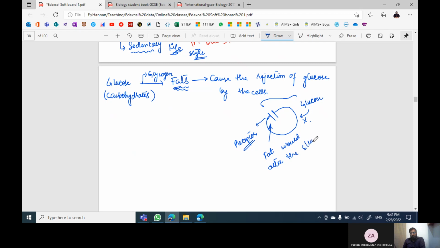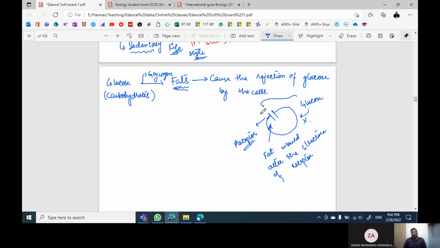Have you ever heard, God forbid, if someone is in an accident and his car has a damaged door, then the door won't open. Have you ever heard about it? Yes. A similar thing happens to the receptor. When the fats are deposited inside the cells, they alter the structure of the receptor, and the receptor now would not accept any glucose, and glucose would not pass into the cell.